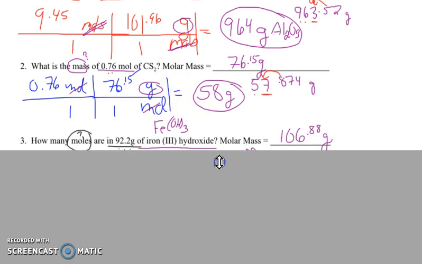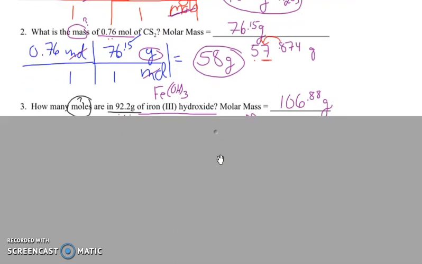Let's check out the next problem. Uh-oh, things just got real, right? How many moles, question mark, are there in 92.2 grams of iron 3 hydroxide? Oh no, I shouldn't have told you the molar mass yet. Pretend you can't see it. We're going to hide it.